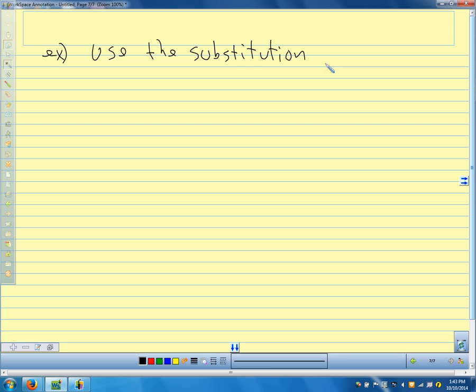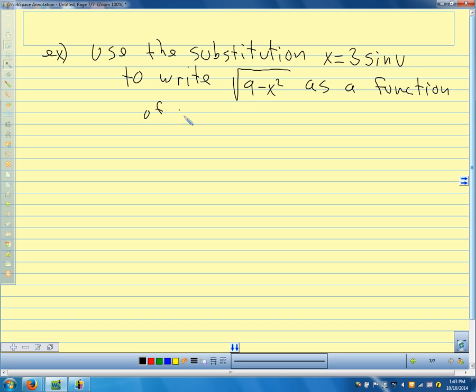x equals 3 sine u to write the square root of 9 minus x squared as a function of u. So what this problem is asking us to do is substitute and simplify. So I'm substituting this into here for x. So I'm going to say this is the square root of 9 minus 3 sine u squared.